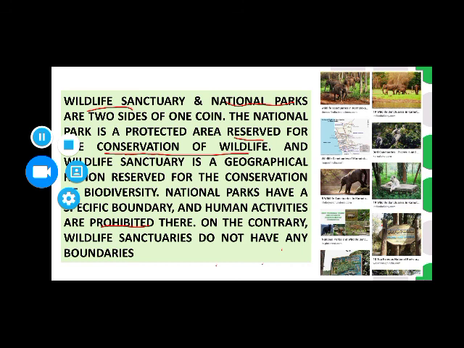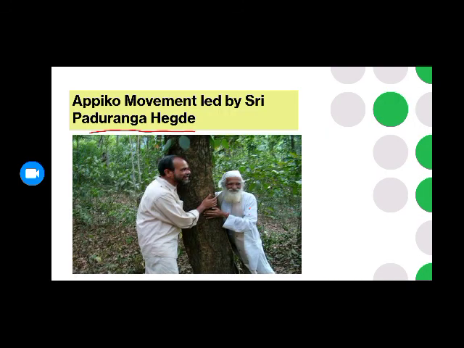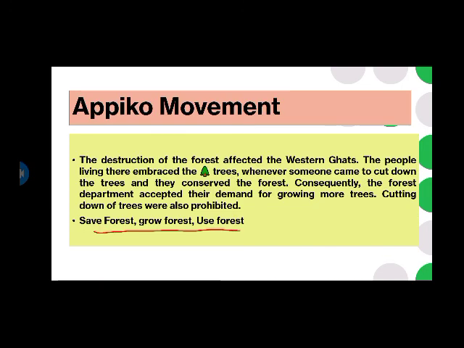So there are 5 national parks in our Karnataka. Bird sanctuaries we have 5, wildlife sanctuaries we have 16. Okay, that's all about this chapter. So keep in mind about this. Which one? About this slogan: save forest, grow forest and use forest.